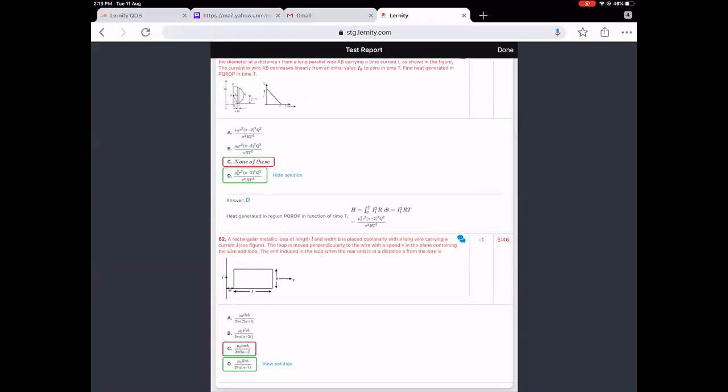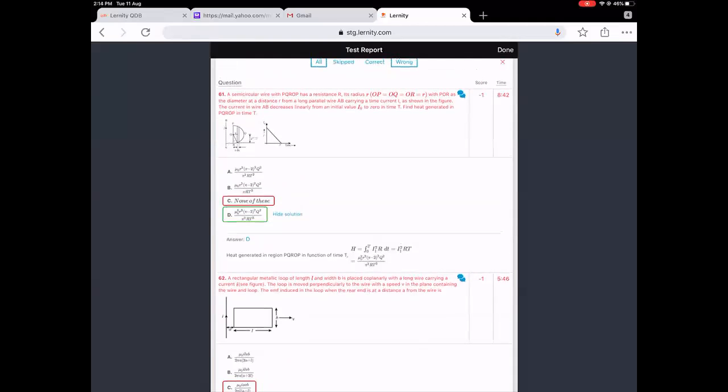All that I did is I assumed that the rectangle has no length, that is, L is 0. So if L is 0, then there's an EMF, mu naught I L B. So D obviously should be the right answer, not C.